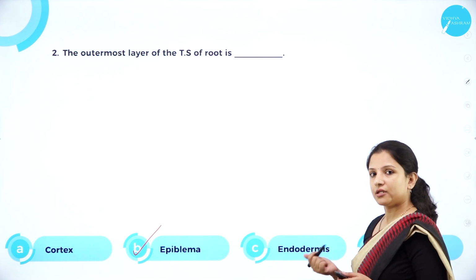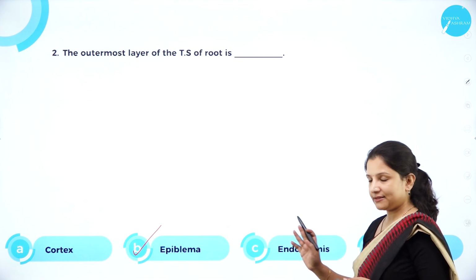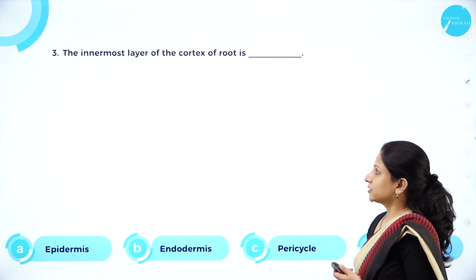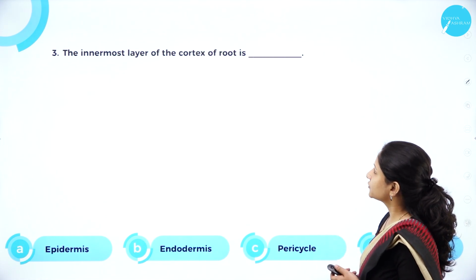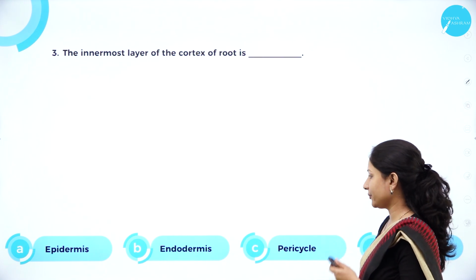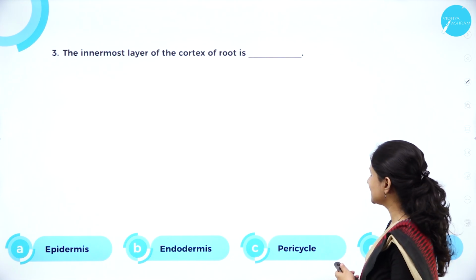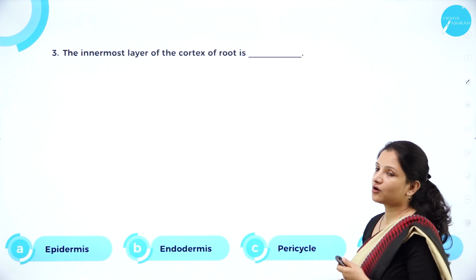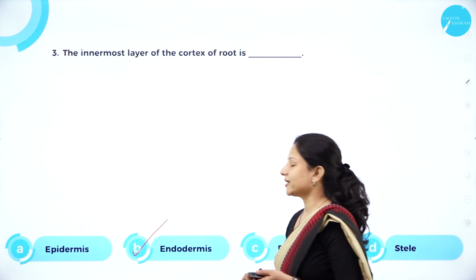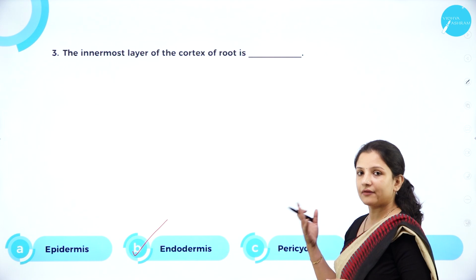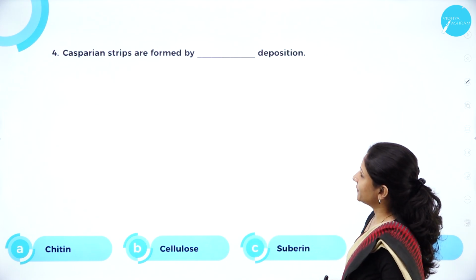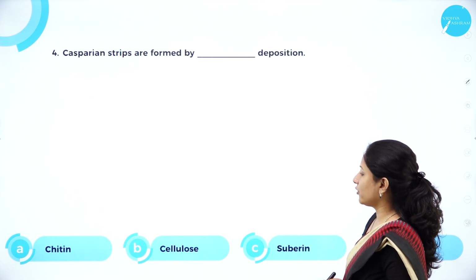So be it the dicot root or the monocot root, it is the epiblema. That is why I have just given it generally as root there. Next, the innermost layer of the cortex of root is epidermis, endodermis, pericycle, stele. So the innermost layer of the cortex of the root is the endodermis. After the cortex, roots have the layer which is called the endodermis.